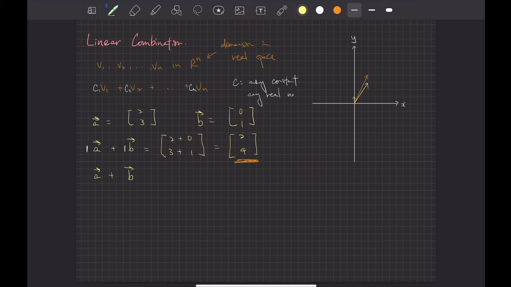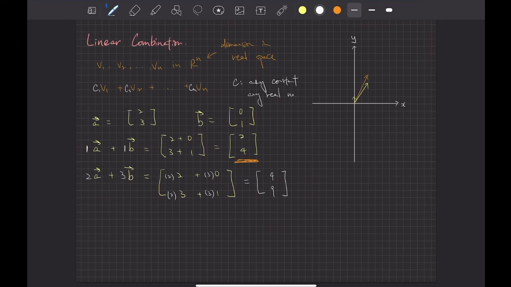So let us do another example. The constants are 2 and 3. 2a plus 3b. We can copy some things first. Still, 2, 3 and 0, 1. However, this time we have to multiply the constant to the vector first. So it would be 2 times 2 plus 3 times 0 and 2 times 3 plus 3 times 1. And it is equal to 4, 9.